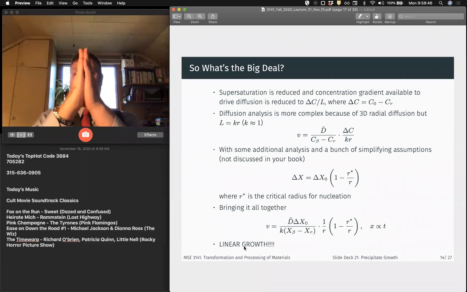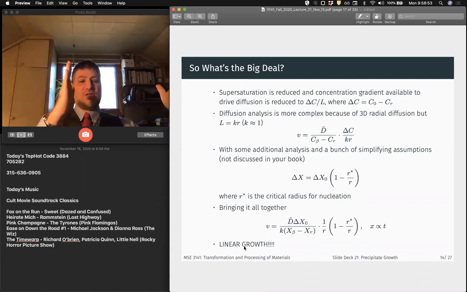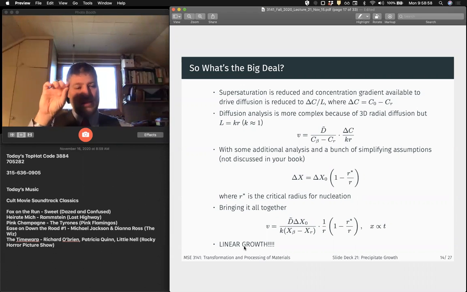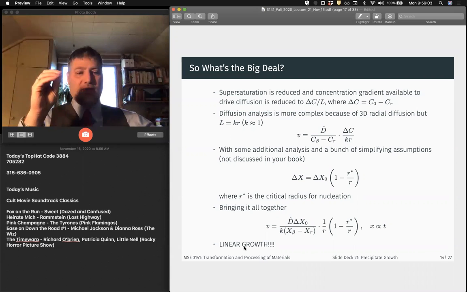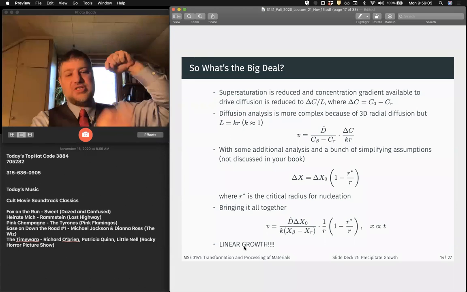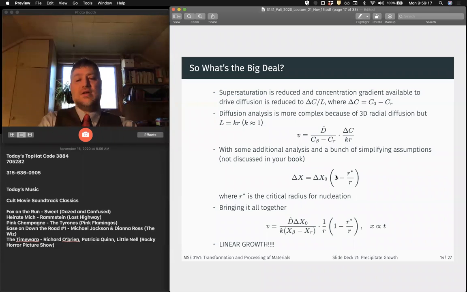So for the flat interface, we had parabolic growth, meaning that as time went on, the velocity got slower and slower and slower. Here, we have linear growth, meaning that it's just going to keep growing at the same velocity. The primary difference is because we have this 3D radial diffusion. So the initial growth rate is going to be slightly slower due to the undercooling or the supersaturation, but it's not going to slow down.